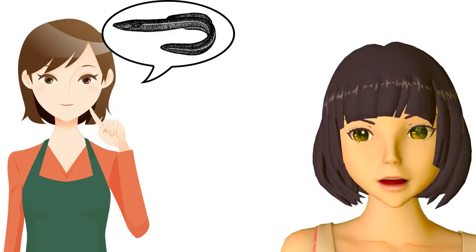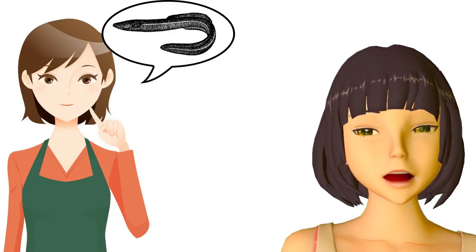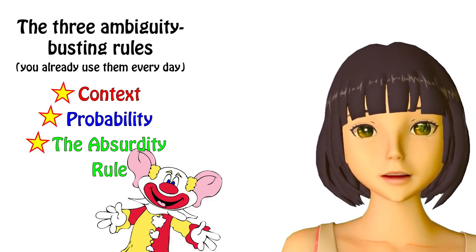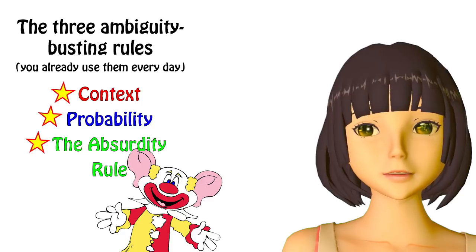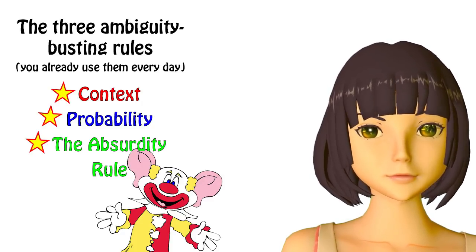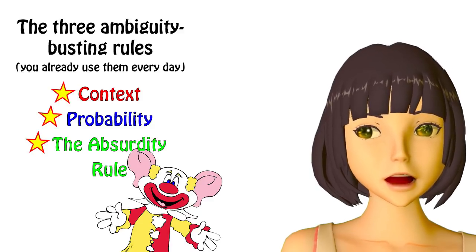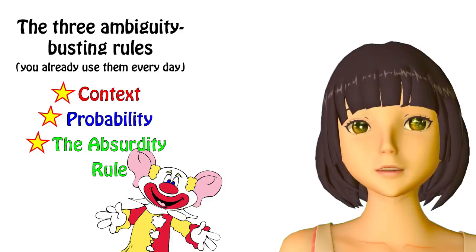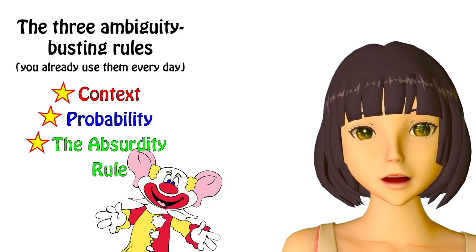Well, in Japanese, and it's just the same in English or any other language, we have 3 rules that we apply to interpreting sentences that can be in any way ambiguous. And they are context, probability, and the absurdity rule. Context is the obvious one that we've already discussed.